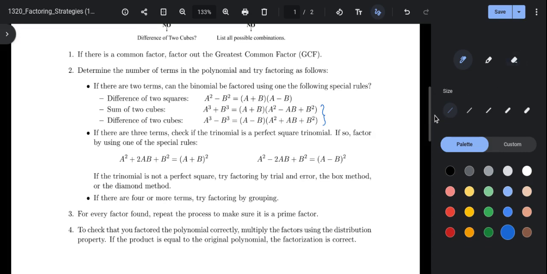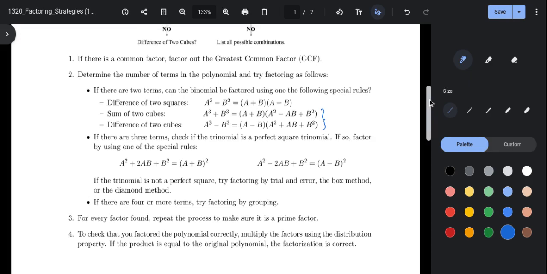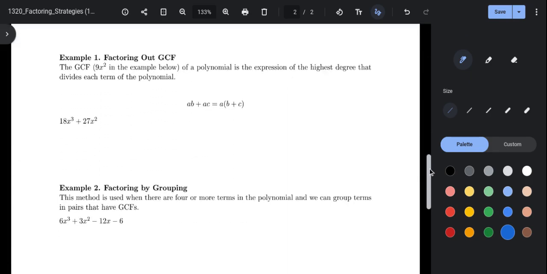And then also, to check that you factored a polynomial correctly, one thing we can do is multiply those factors that we came up with using the distribution property. And then if we get our original polynomial, then we know that we have done our factorization correctly. So let's go ahead and look at some examples.